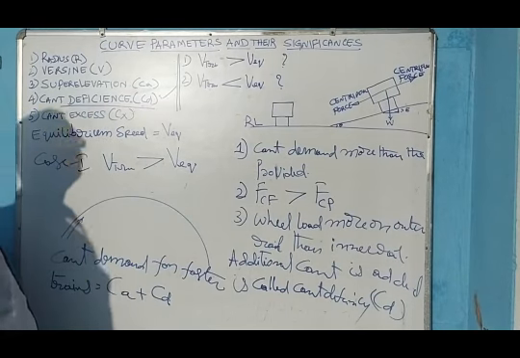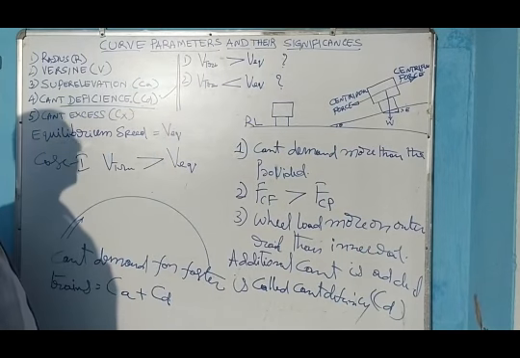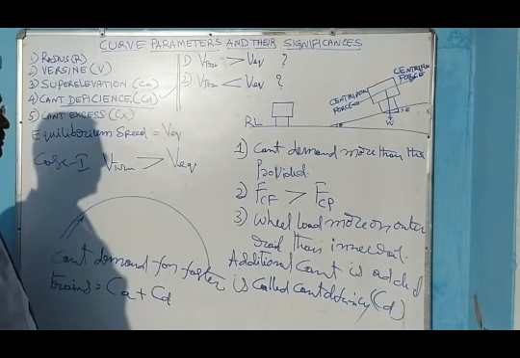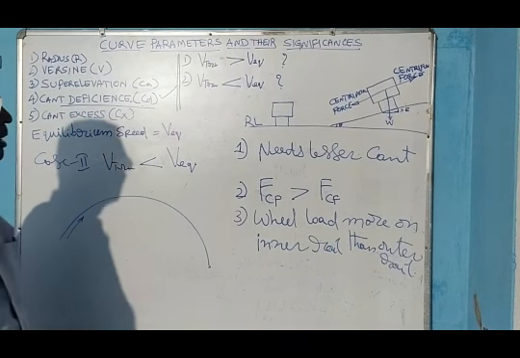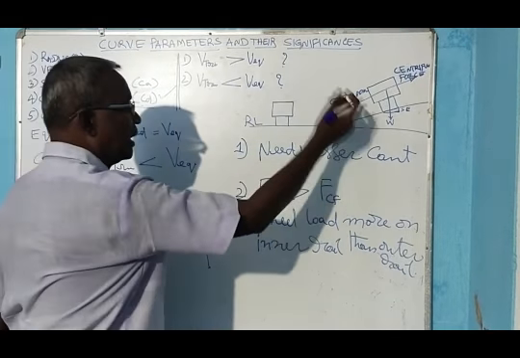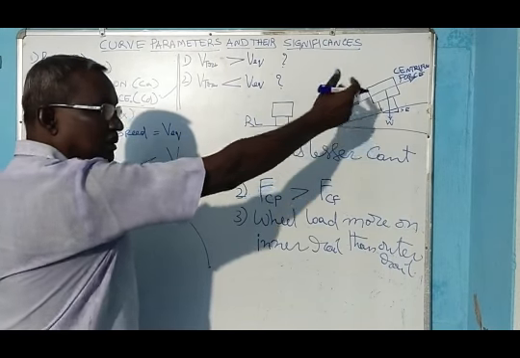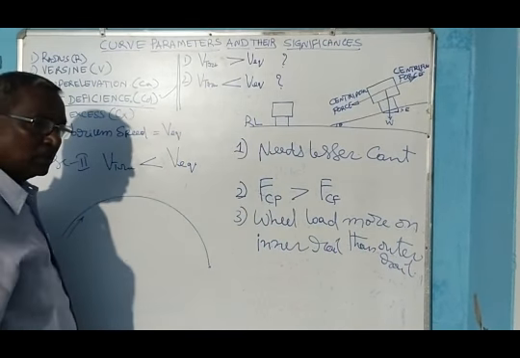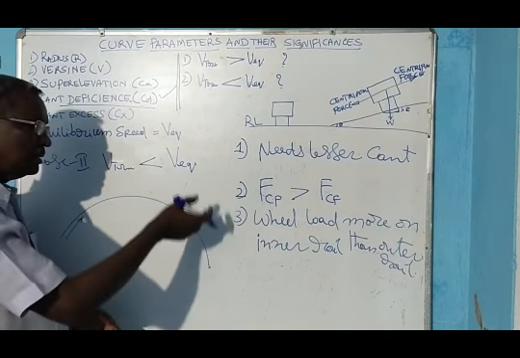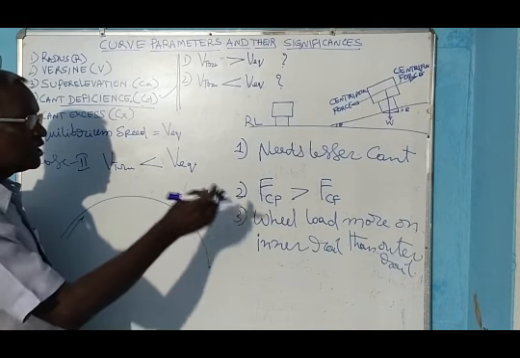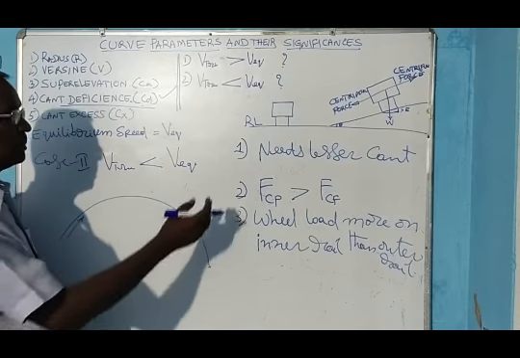Then, if trains are running less than the equilibrium speed, what are the consequences? Case 2: speed of the train is less than the equilibrium speed. Number 1, it needs lesser cant. Why? Because we already provided some cant for equilibrium speed, but here the speed is lesser than the equilibrium speed. That is the purpose for the cant to be reduced.